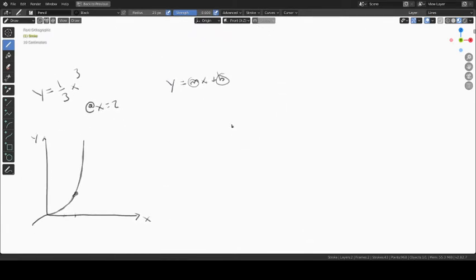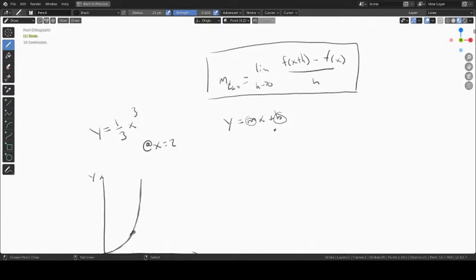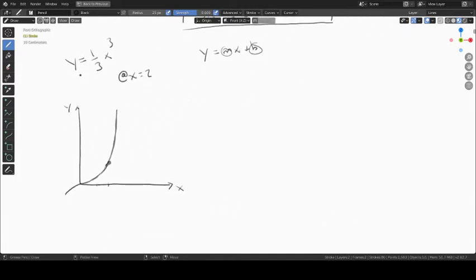Using our limit definition of a derivative, which I'll go ahead and write out again, m tan equals the limit as h is approaching 0 of f of x plus h minus f of x over h. This is the limit definition of the derivative that we've been using. So let's go ahead and find m for this function over here.